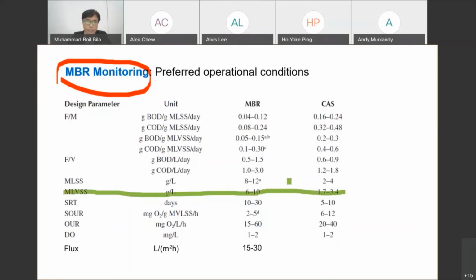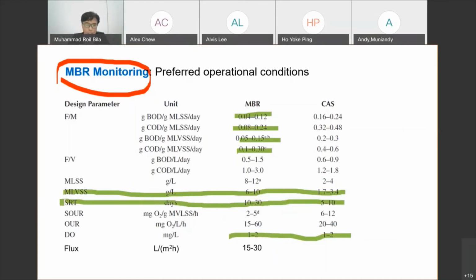A lot of things I just gave here. You look into what will be the ideal BOD to MLSS ratio. This is the COD to MLSS ratio, and so on and so forth. You have to also take note of what will be the dissolved oxygen concentration. It is very important to look into the sludge retention time here. Don't be too long, don't be too short, and so on. So this is the magic table that can help the operator to operate the MBR well.